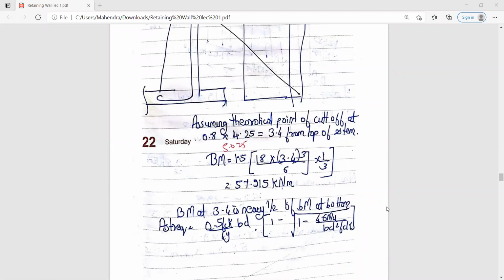We are going to get the bending moment for the stem. जब हमने stem के लिए bending moment calculate की थी तो वो हमें कितनी मिली थी, 190.32. Now the bending moment at 3.4 meter distance from the top we recorded as 57.915 kilonewton meter. Now you need to calculate AST required. So AST required calculate करने के लिए again you are going to use the same formula.